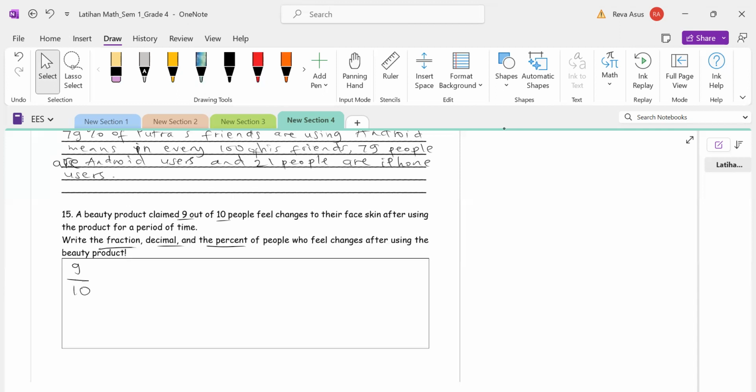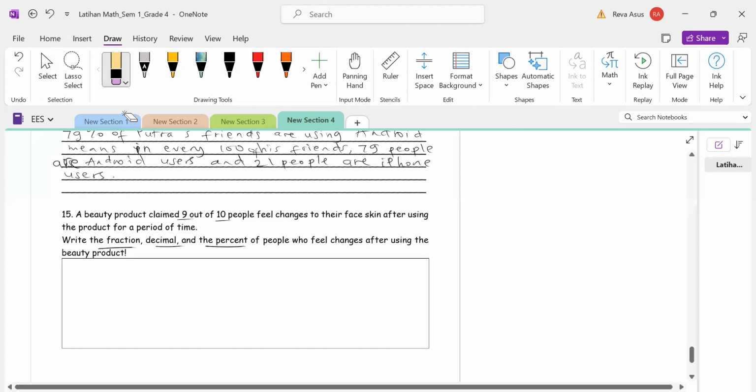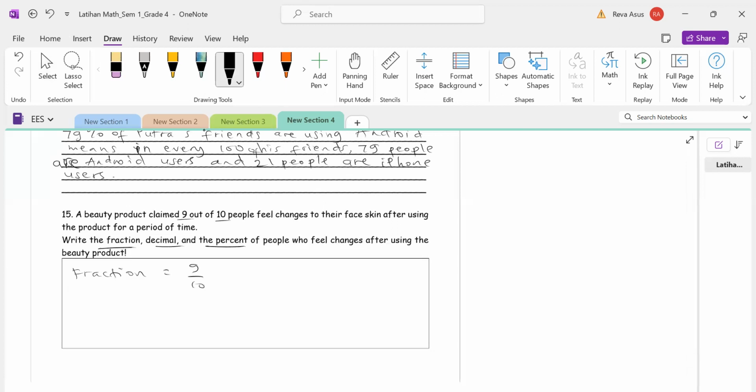What about the decimal? 9 out of 10 is 9 tenths, so it is 0.9. What about the percent? Let's just write it one by one. The fraction, here we have 9 out of 10, and then the decimal, we have 0.9, and then the percent. We know that the percent is every out of 100. Meanwhile, the fraction we have here is 9 out of 10. We need to make it into 100.